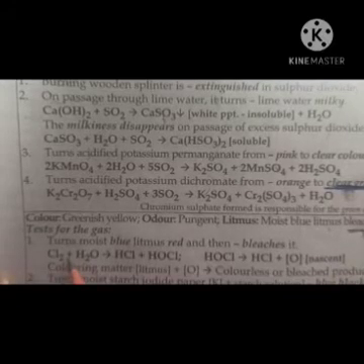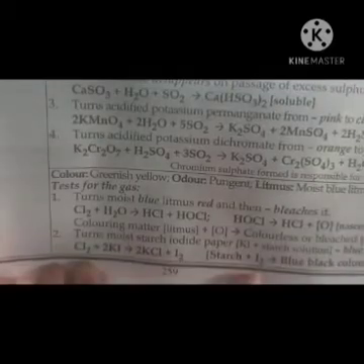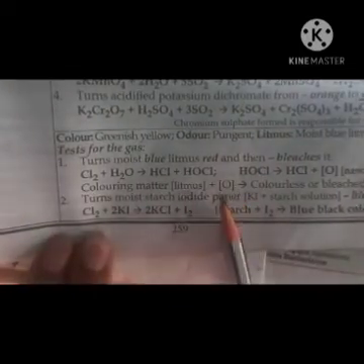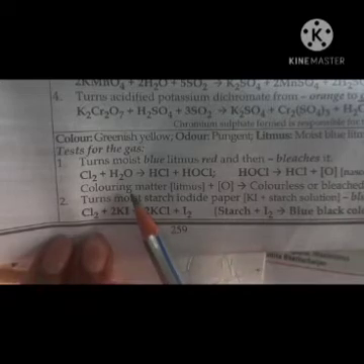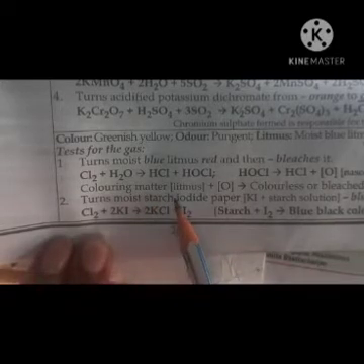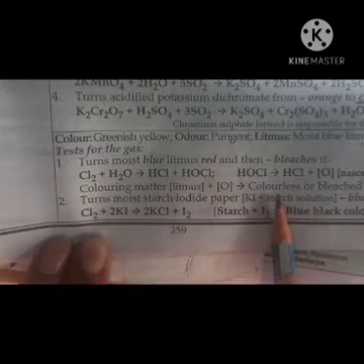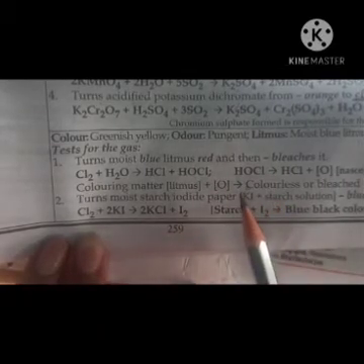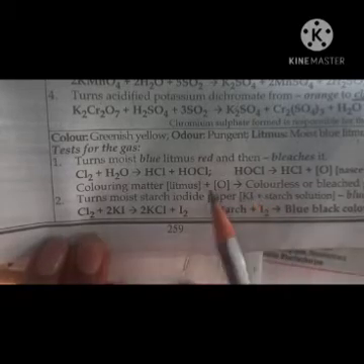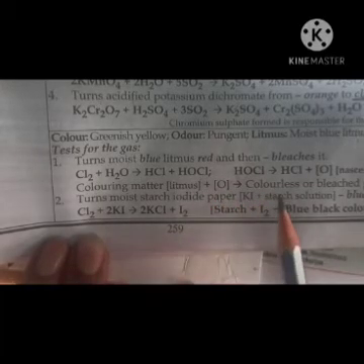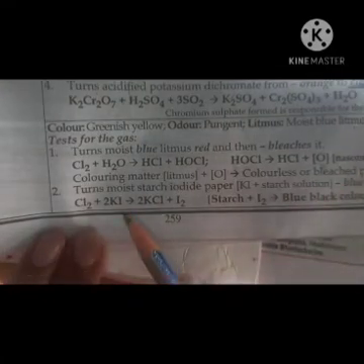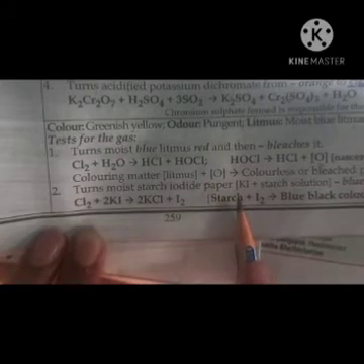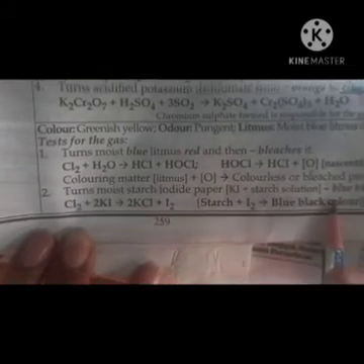Next test is that chlorine, whenever it comes in contact with any coloring matter, turns it colorless. Even if you bring colored flower petals near chlorine gas, they turn colorless. Chlorine gas also turns moist starch iodide paper blue black. So learn this test also.